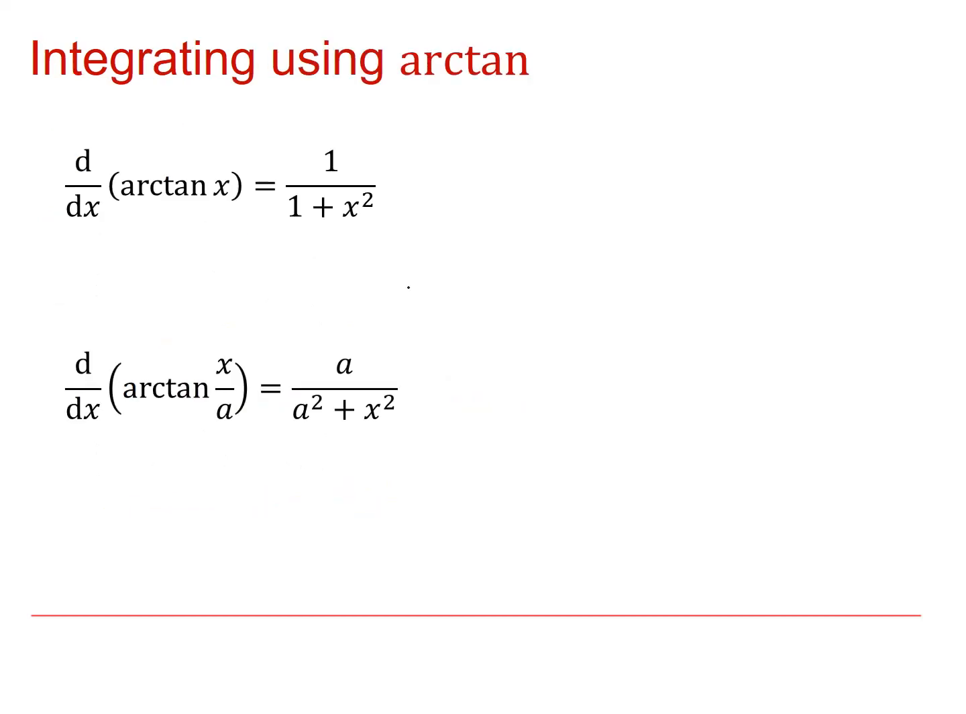So how does this help if we're integrating? Well, if I look at this first expression, if I integrate the right-hand side, so 1 over 1 plus x squared dx, I should get arctan x, plus a constant of integration, I've got an indefinite integral.